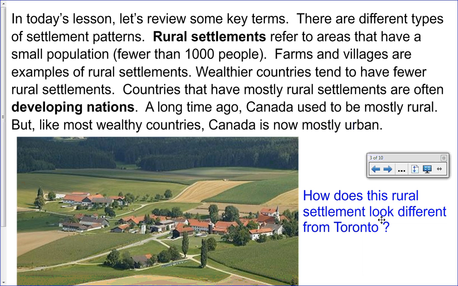Just going to ask you to look at the picture here and think about this question. How does this rural settlement look different from Toronto?